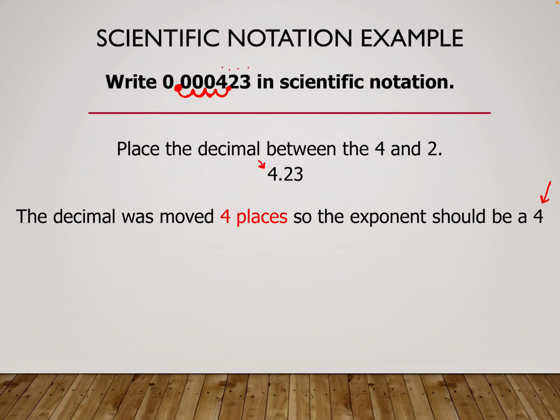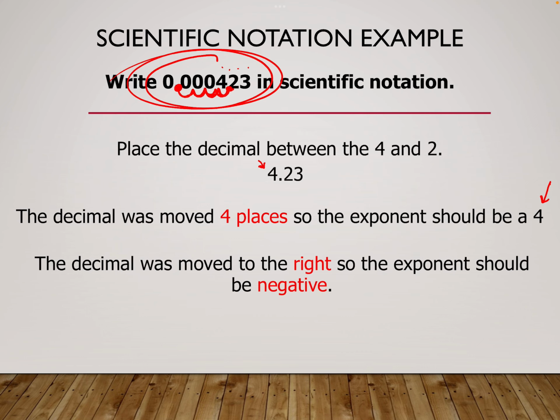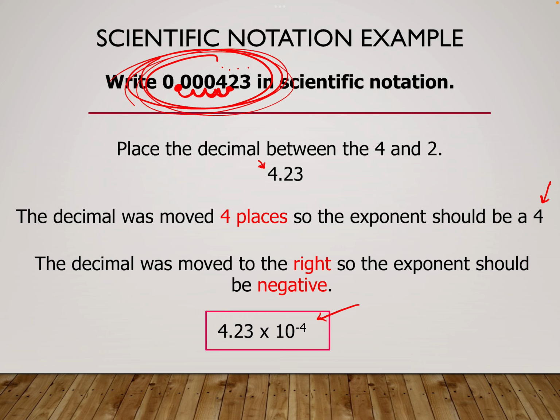I think that makes sense. We went 1, 2, 3, 4. We moved it 4 places, so our exponent's a 4. Do you see that this number was really, really small? So therefore, we are going to make this a negative exponent, like this. Anytime you have a negative exponent, that's telling you it came from a really, really small number.